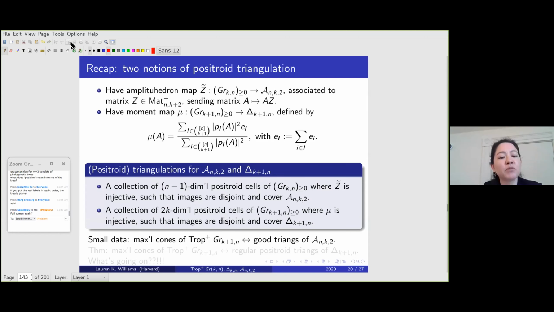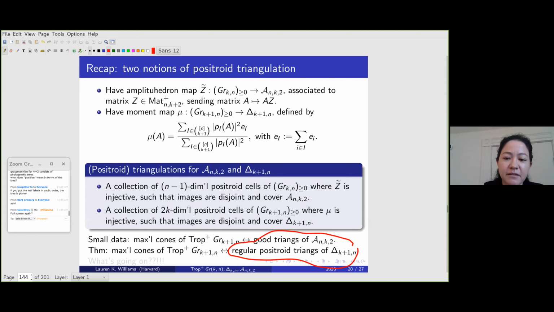So the small data that I showed you before suggests that maximal cones of the positive tropical Grassmannian are in bijection with good triangulations of the amplituhedron. And then the theorem I just mentioned says that maximal cones of the positive tropical Grassmannian are in bijection with the regular positroid triangulations of the hypersimplex. And so it seems that there is a connection here.